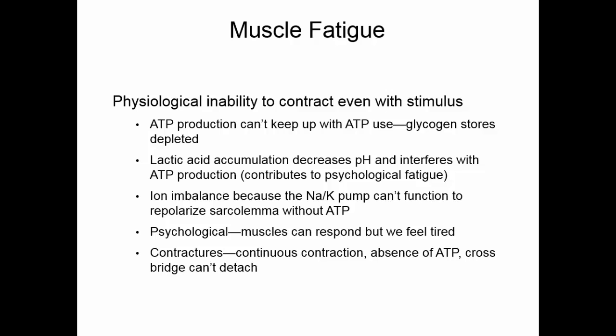If we truly run completely out of ATP, then we have contractures. We need ATP to break cross bridges. Without that, we're kind of like we're in rigor mortis. Those muscles are contracted and they can't relax. The cross bridges can't detach. This can lead to muscle cramps.